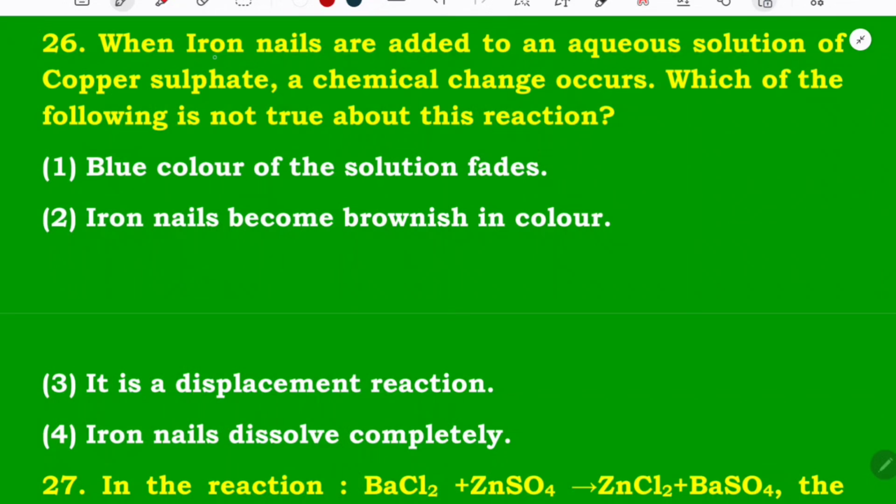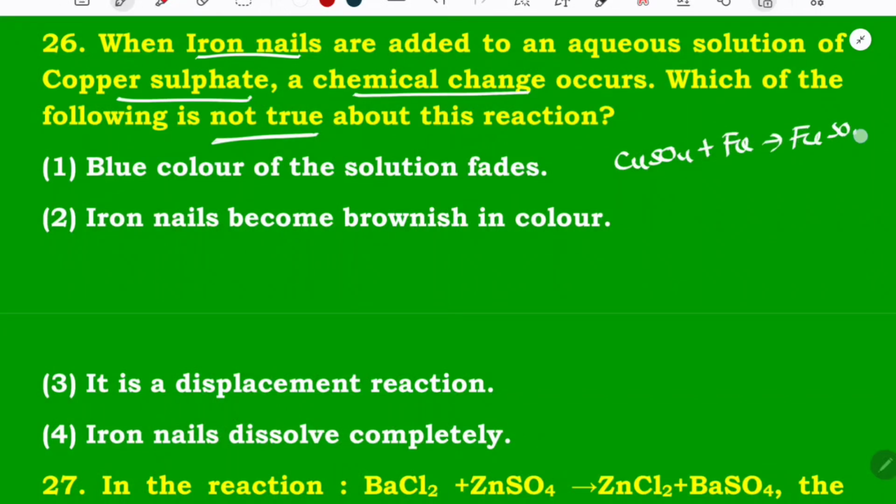When iron nails are added to an aqueous solution of copper sulfate, a chemical change occurs. Which of the following is not true about the reaction? Not true means false. In this reaction, copper sulfate plus Fe gives FeSO4 plus copper. The blue color of the solution fades, yes, that takes place. Correct. Iron nails become brownish.